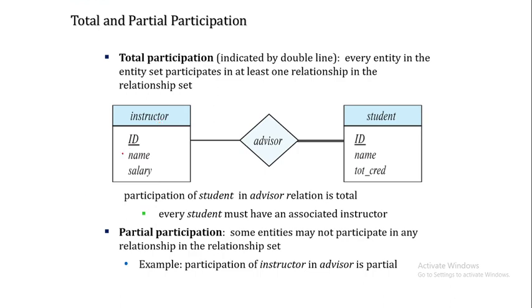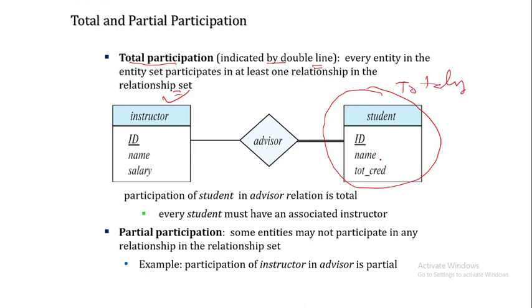Now you see here how exactly total is represented. We will look into how this total participation is shown using your ER diagram. The total participation is indicated by a double line. Every entity in the entity set participates in at least one relationship in the relationship set. Participation of student in the advisor relation is total. Every student must have an associated instructor. That means they are all totally participating.